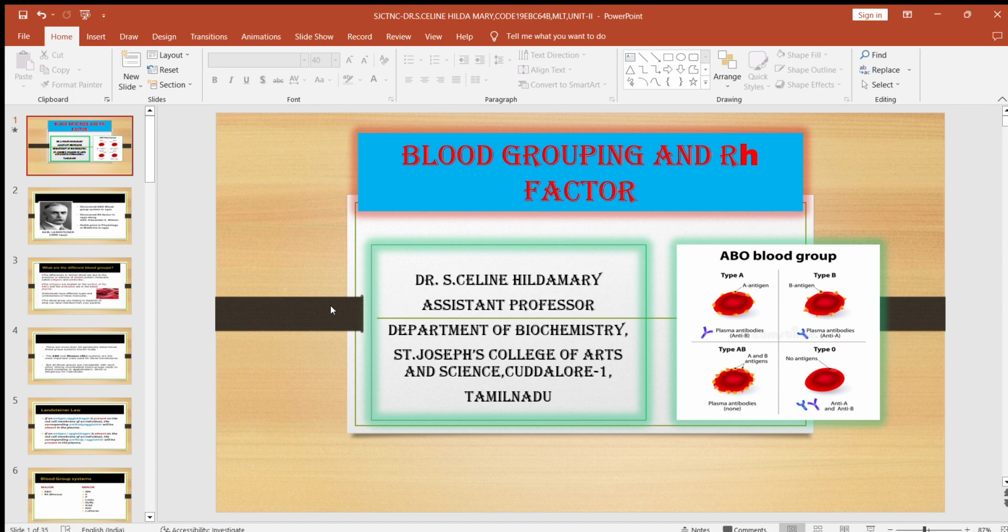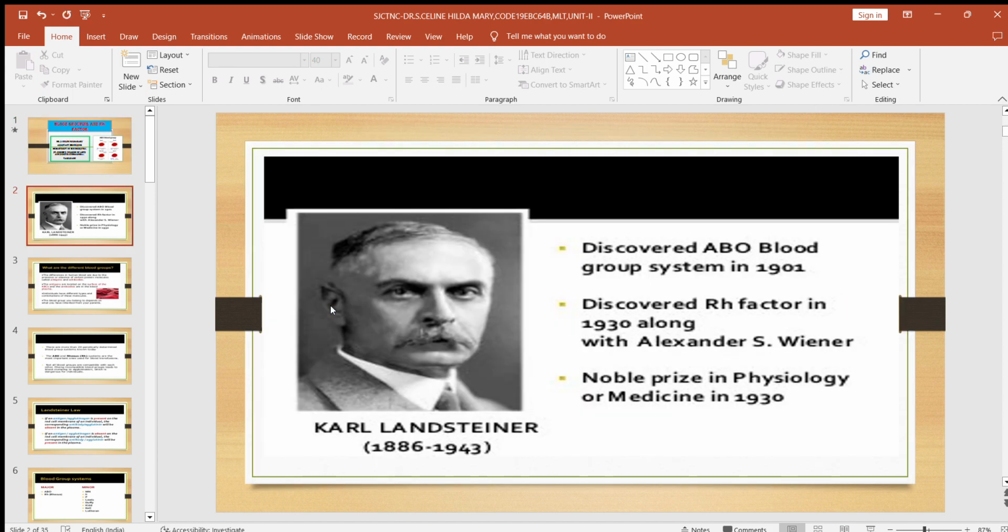I am going to present about blood grouping and Rh factor. The ABO blood group system was discovered by the scientist Carl Landsteiner in 1901. He discovered the Rh factor in 1930 along with Alexander S. Wiener. For that, he got the Nobel Prize in Physiology in 1930.